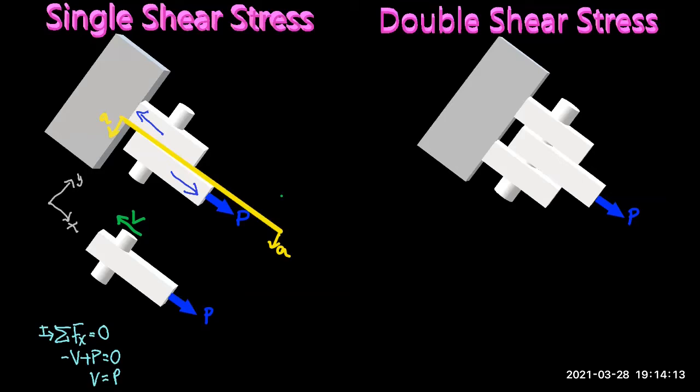Now, if we apply the definition of shear stress, we can say that shear stress is the shearing force divided by the cross-sectional area of the element. In this case, it will be the area of a circle.